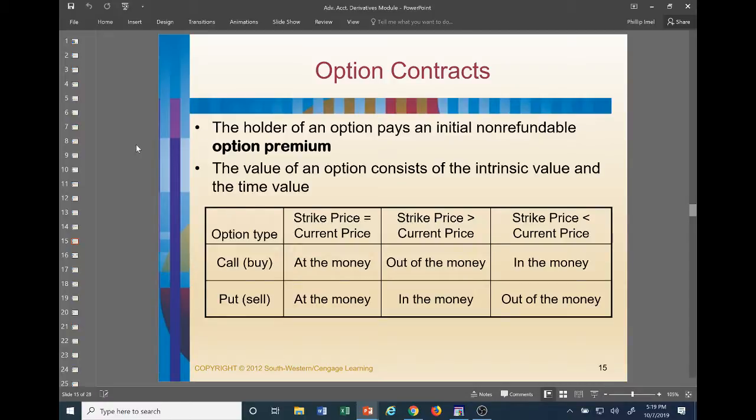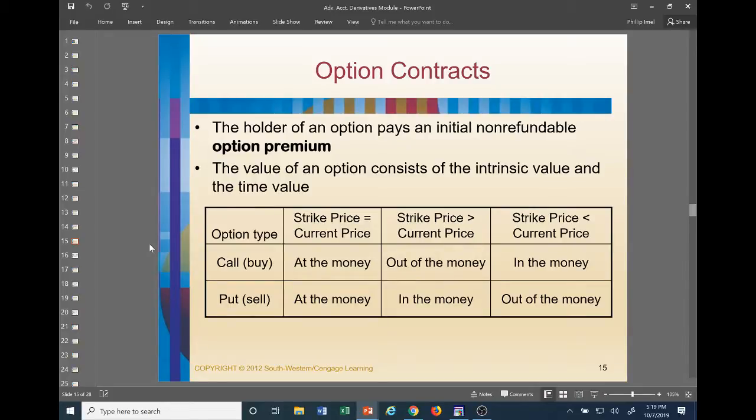So the following terms are used to describe the relationship between the strike price and the current price. Now, this little chart here does not include the premium, so it's not considered in these relationships. And remember, the value of an option consists of the intrinsic value and the time value. So if you recall, we have two types of options. We have a call option and a put option. The call option gives us a right to buy. The put option gives us the right to sell.